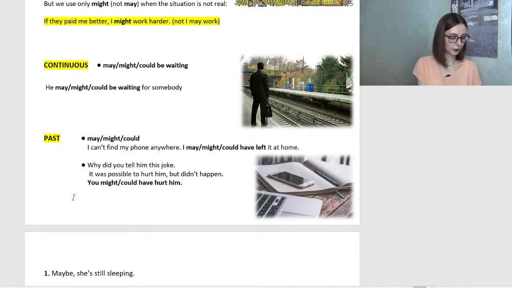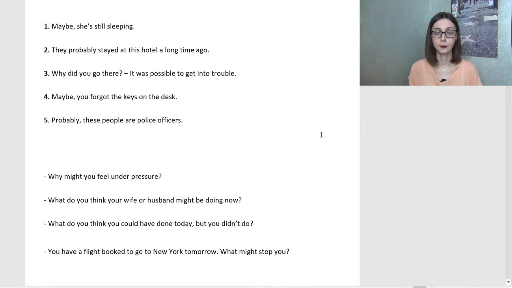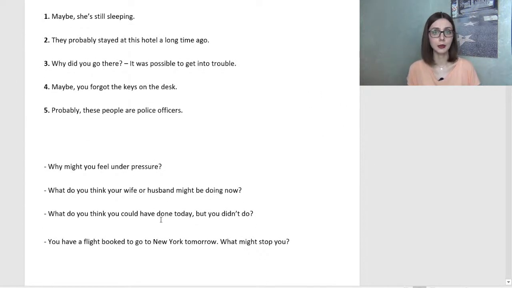All right, so now together we're going to practice this, all right? So here we will see some sentences, and we need to remake these sentences together. So, guys, let's try and do this. So here you can see the first sentence. Maybe she's still sleeping. Let's try and remake the sentence by using could, may, or might. Go for it. Type it in the chat box.